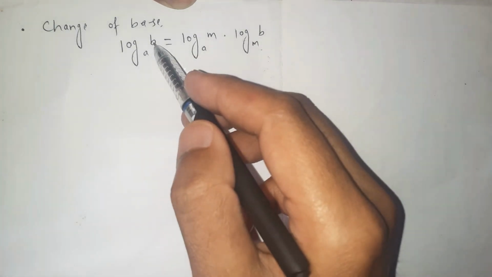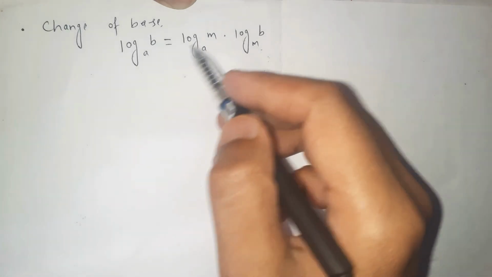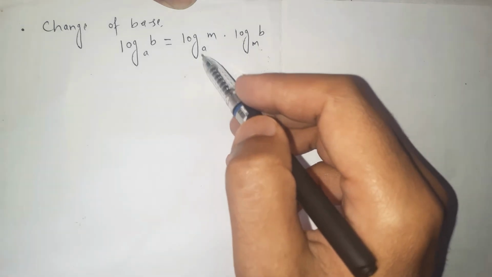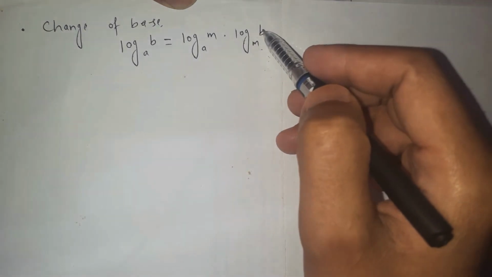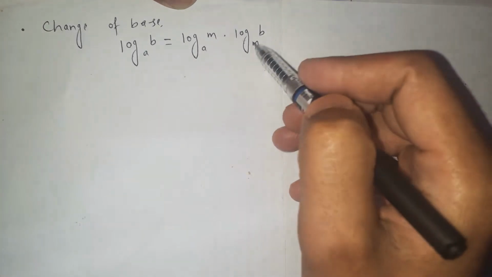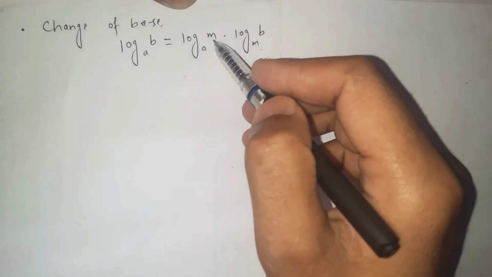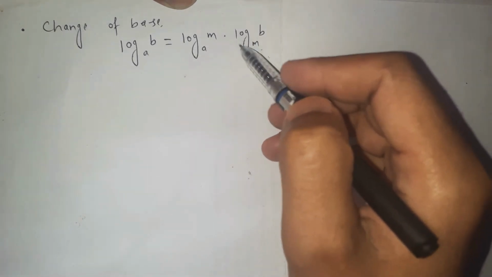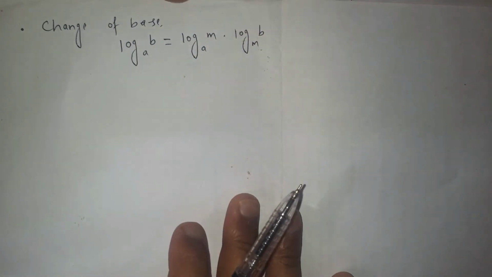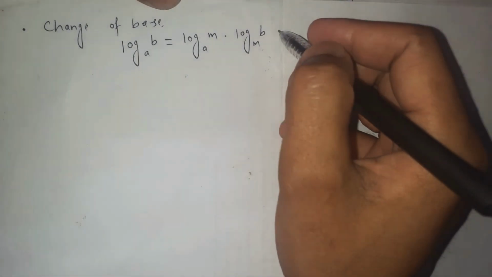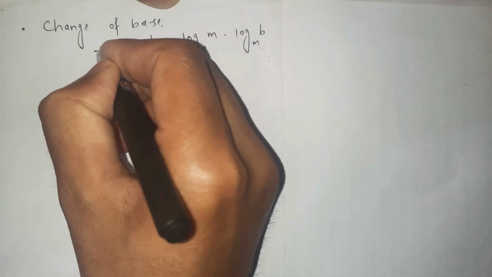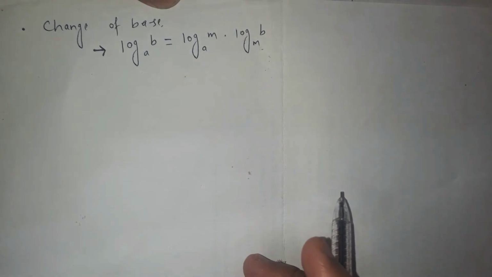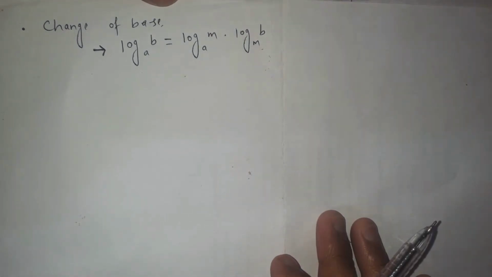The log of b with base a can be written as log of m, where m is any number, with the same base a, over log of b, log of this argument b, with the base as we take the number here. Here we take the number m, so we have to take the log with the same base. This is the change of base formula. We already discussed the proof of this formula. Please watch that video again. I will provide the link of that video in the description box.